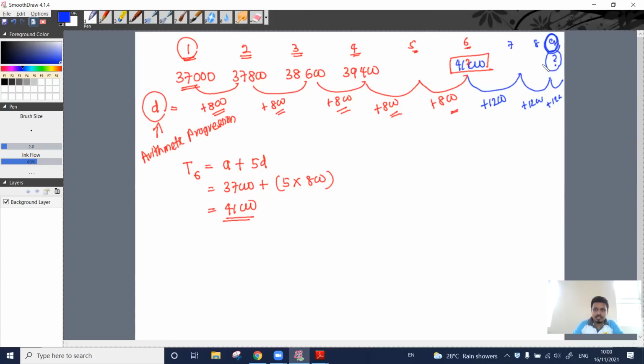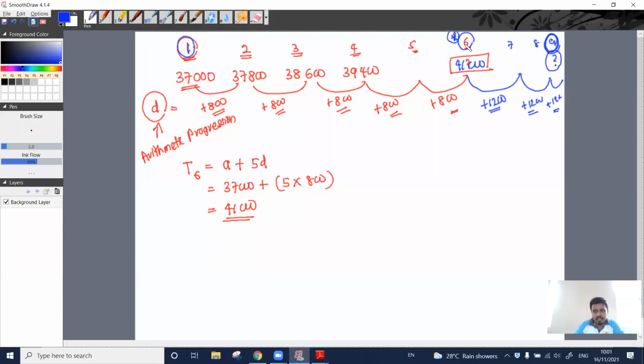So we need to get the value in his 9th year. This is what we need to find, isn't it? So now, what will happen? From year 1 to year 6, we had one particular pattern with a common difference of 800. But from this point onward, our common difference changes. The common difference is now not 800, it becomes 1,200. Right?